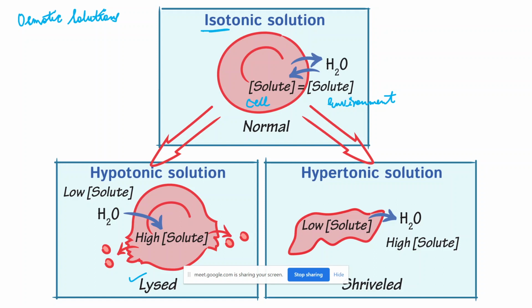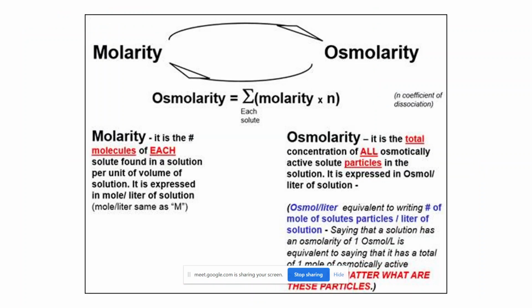In a hypertonic solution, there will be a very high solute concentration, as a result of which water will get out of the cell and your cell will look shriveled. So these are the different kinds of osmotic solutions.